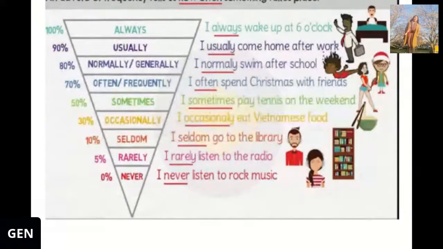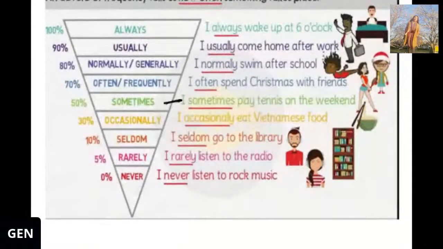Okay, so let's move on to sometimes. That is 50-50, so half of it. I sometimes play tennis on the weekend. So maybe for 1 week you play tennis like 3 times. Next, occasionally. From the word occasion: I occasionally eat Vietnamese food. So when you say occasionally, from the word occasion, maybe just at Christmas, at New Year, in summer, you eat Vietnamese food.